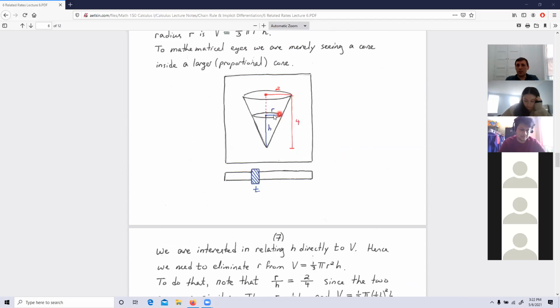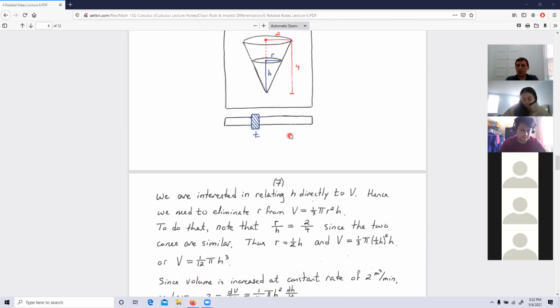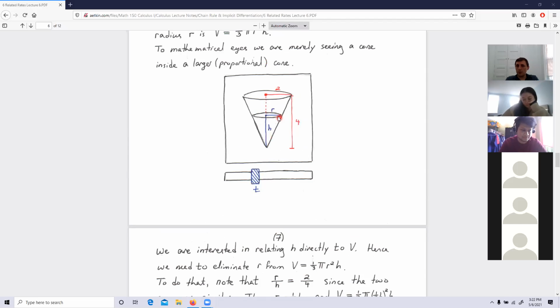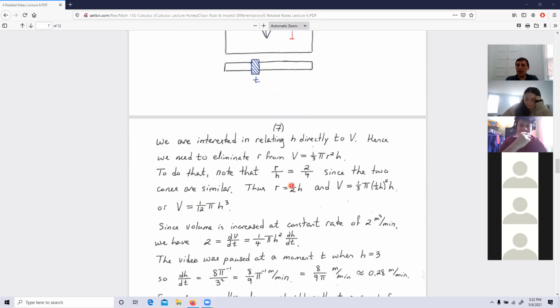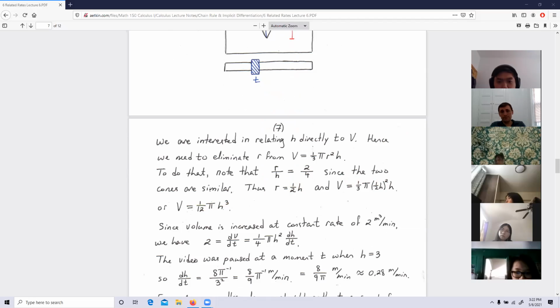And thankfully, you can see that the proportion of r to h, basically r divided by h, is the same as 2 divided by 4. Do you agree? Those are similar cones. So 2 over 4 is the same as r divided by h. And that means that r is simply 1/2 h. And so my volume is 1/3 pi (1/2 h) squared times h, or 1/12 pi h cubed. This first step is clear to you?